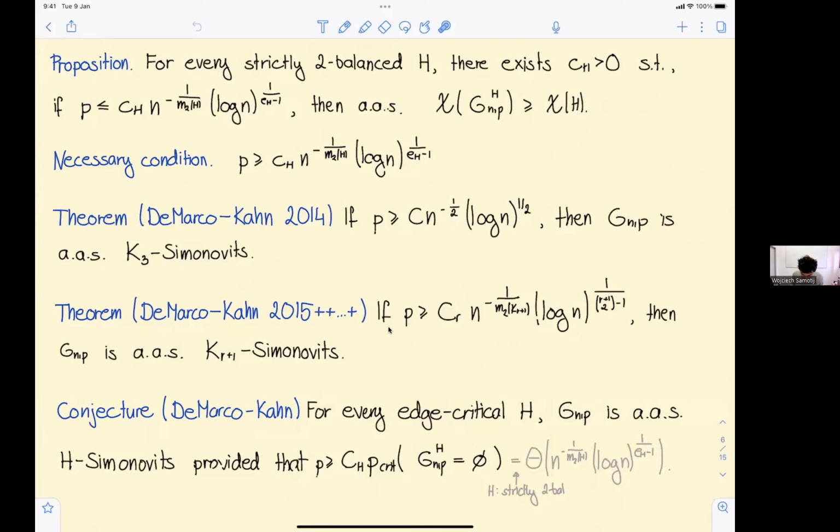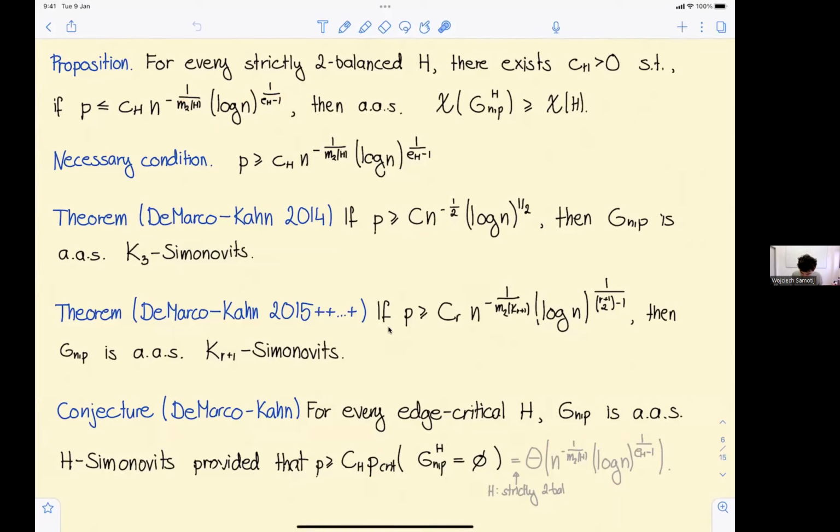G(n,p) should be typically H-Simonovits. Now, one reason why we assume in our work that H will be strictly 2-balanced is that one can fairly easily explicitly calculate this threshold for the property, and this is the 2-density times a logarithmic factor, exactly like in the proposition above. So it's easy to calculate this, to give this lower bound, but also their guess for the threshold agrees with this calculation.